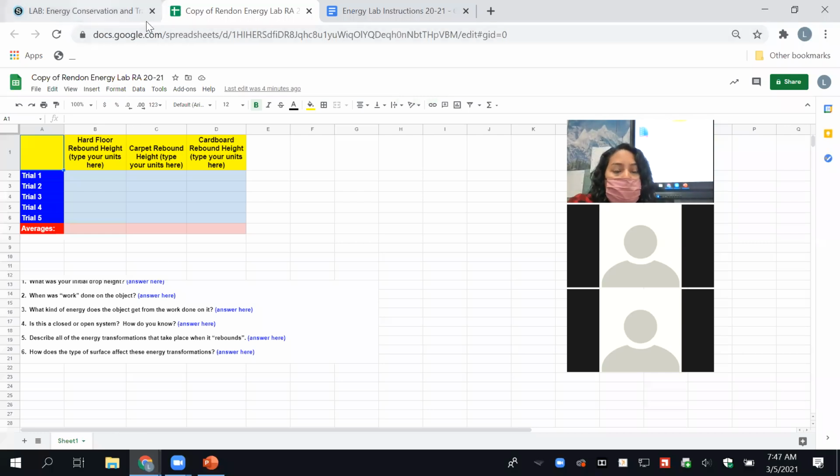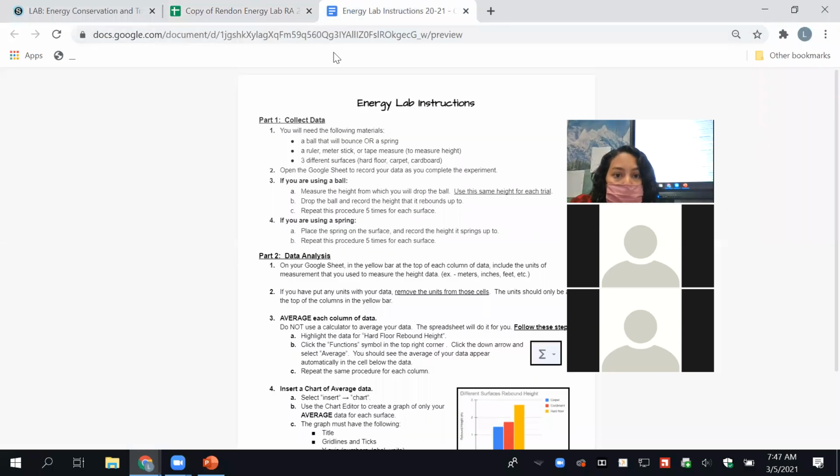So you're going to, where's my instructions? If you're using a ball, measure the height from which you drop the ball. Use the same height for every trial. So like I would do, just dropping it from a meter high, or whatever you measure out, that's what you decide. But make sure every single time you drop it from that same exact height.